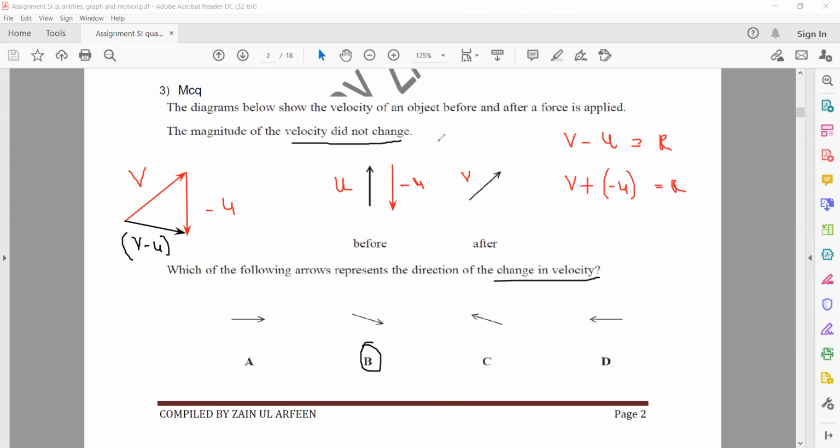So in the vector addition rule, to get the change in velocity, we need v minus u. In vector addition, v minus u is equivalent to v plus minus u. So basically v is added to minus u. We already have vector v and we have vector minus u. So v minus u, the resultant from the tail of the first to the head of the last, will be our resultant vector. That's why it matches with option B.